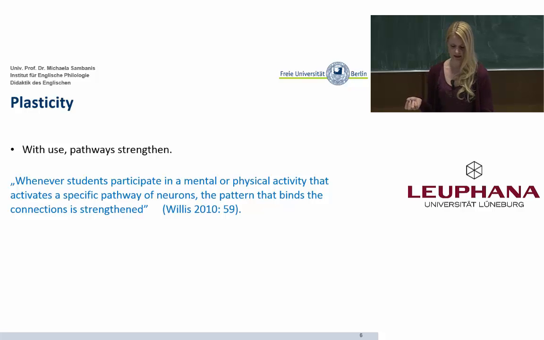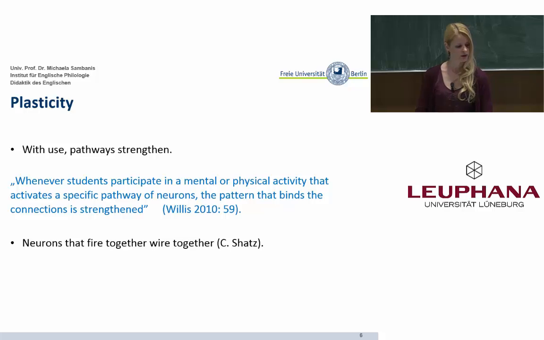Strengthening means that neurons that fire together connect. Or as Carl Schatz put it, neurons that fire together wire together. We know by now that the opposite holds true too. Neurons out of sync, neurons that do not cooperate, so to speak, fail to link. They establish no links. All right?